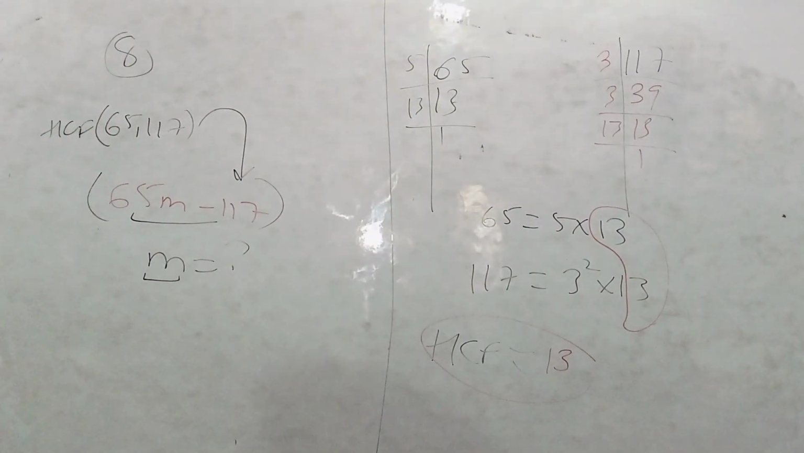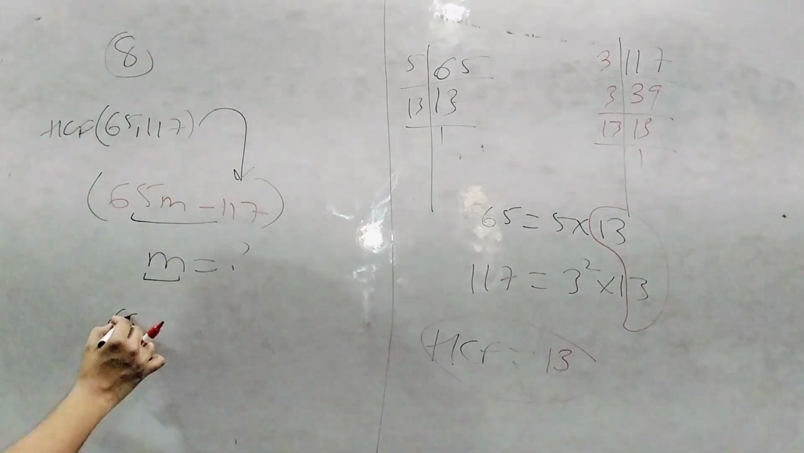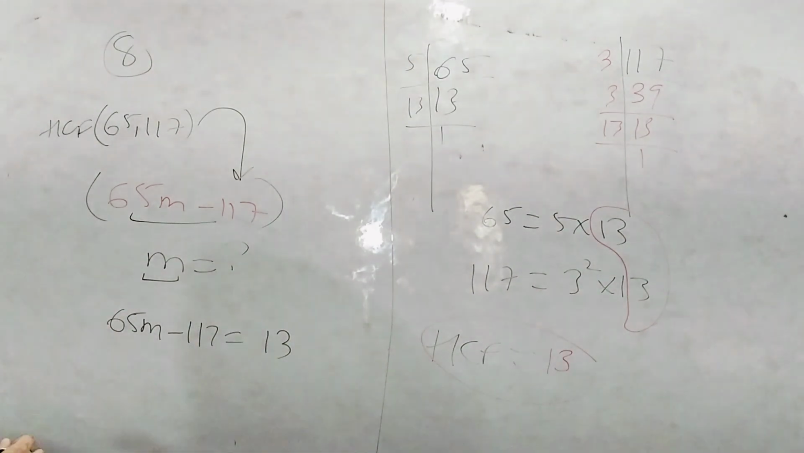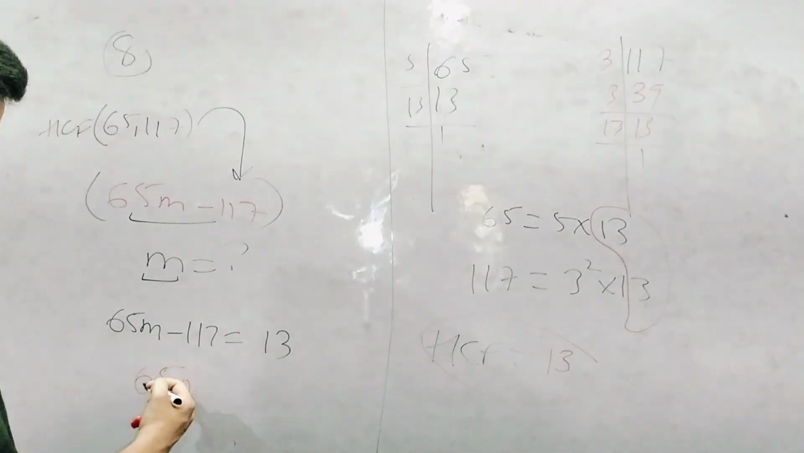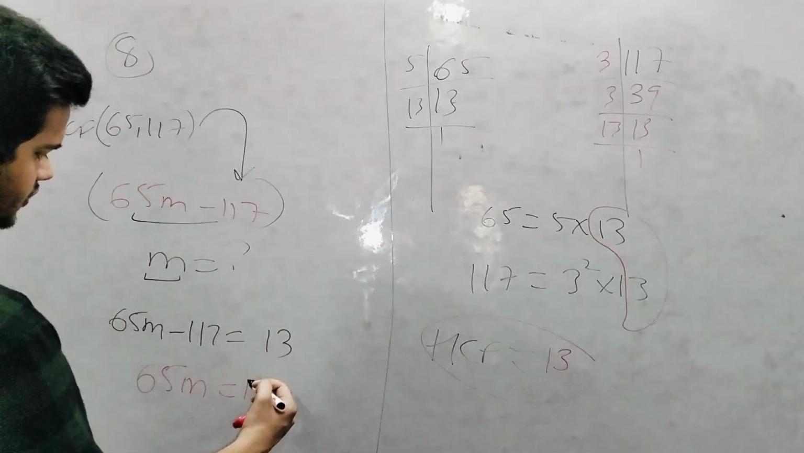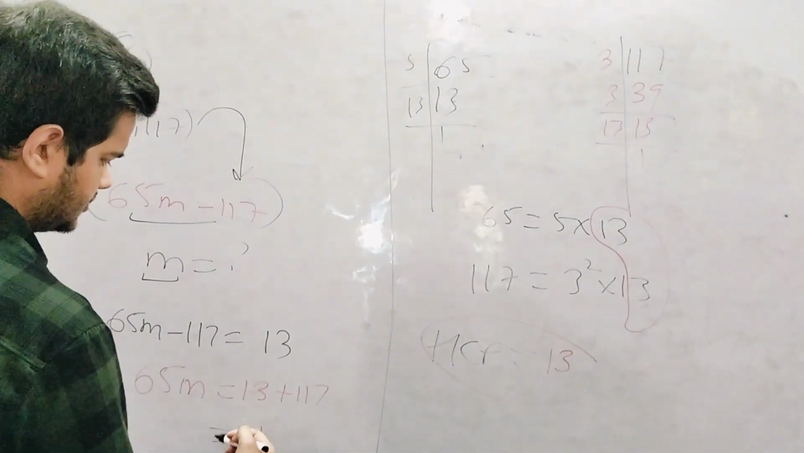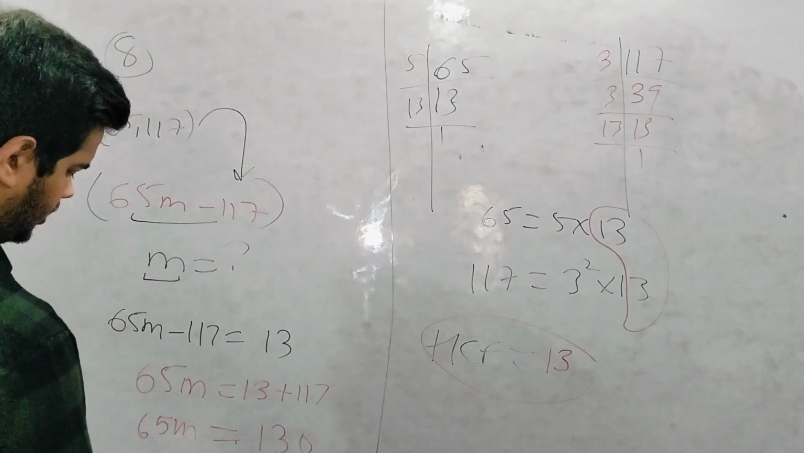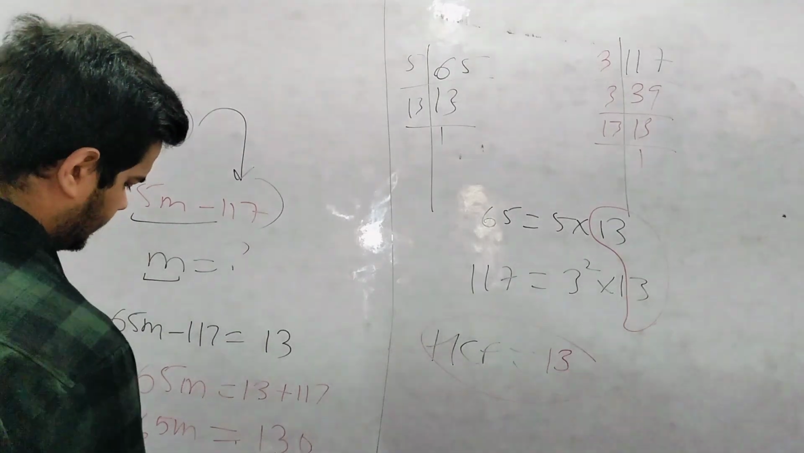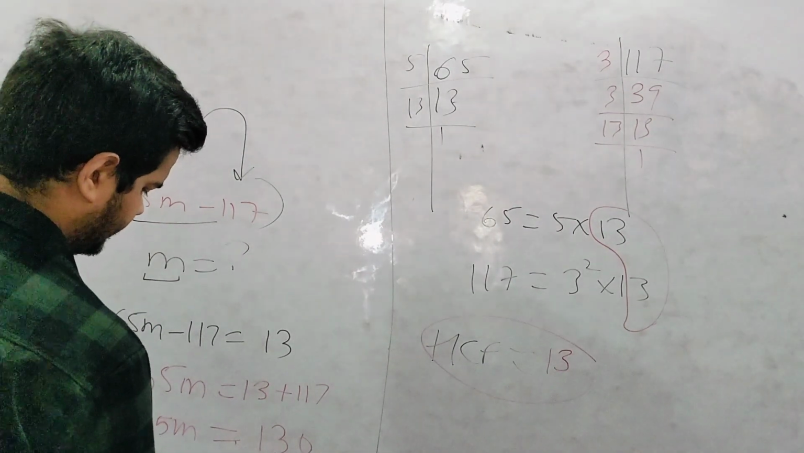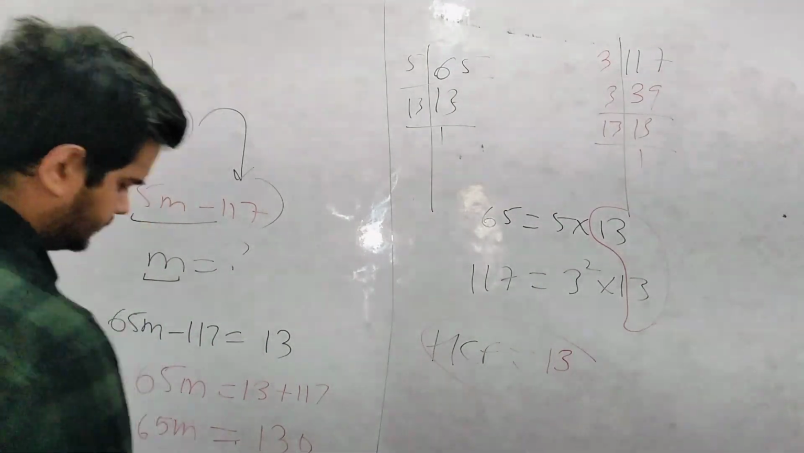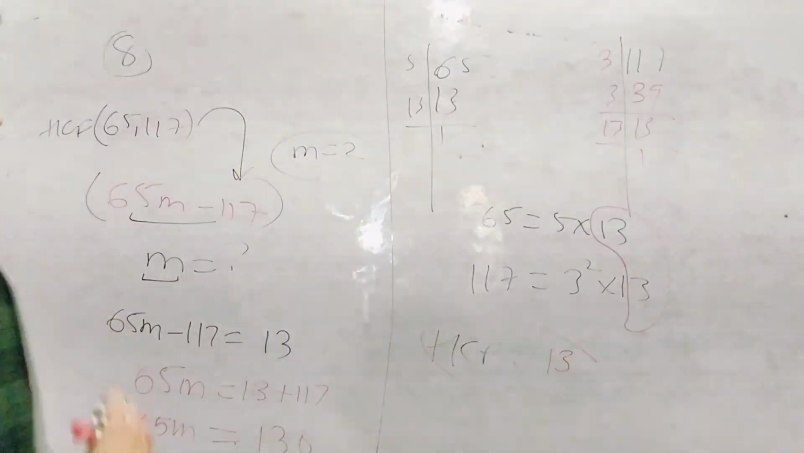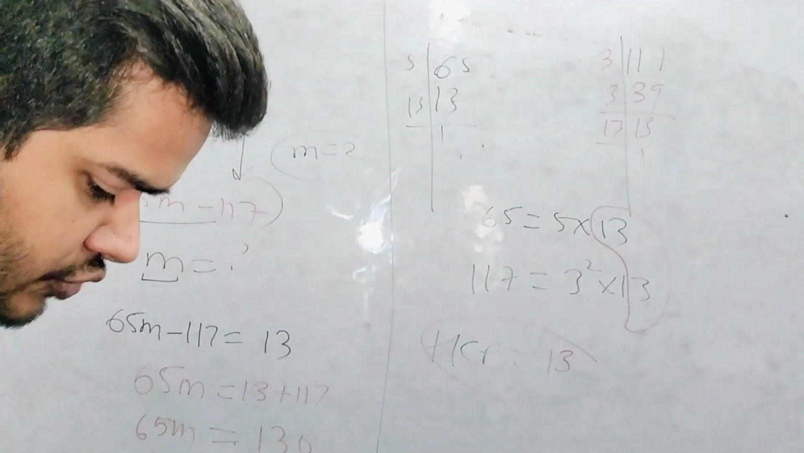Okay, so this equation becomes 65m minus 117 is equal to 13. So 65m is equal to 13 plus 117, which is 130. So the value of m will be 130 upon 65, which is 2. So the value of m is 2. Note it down.